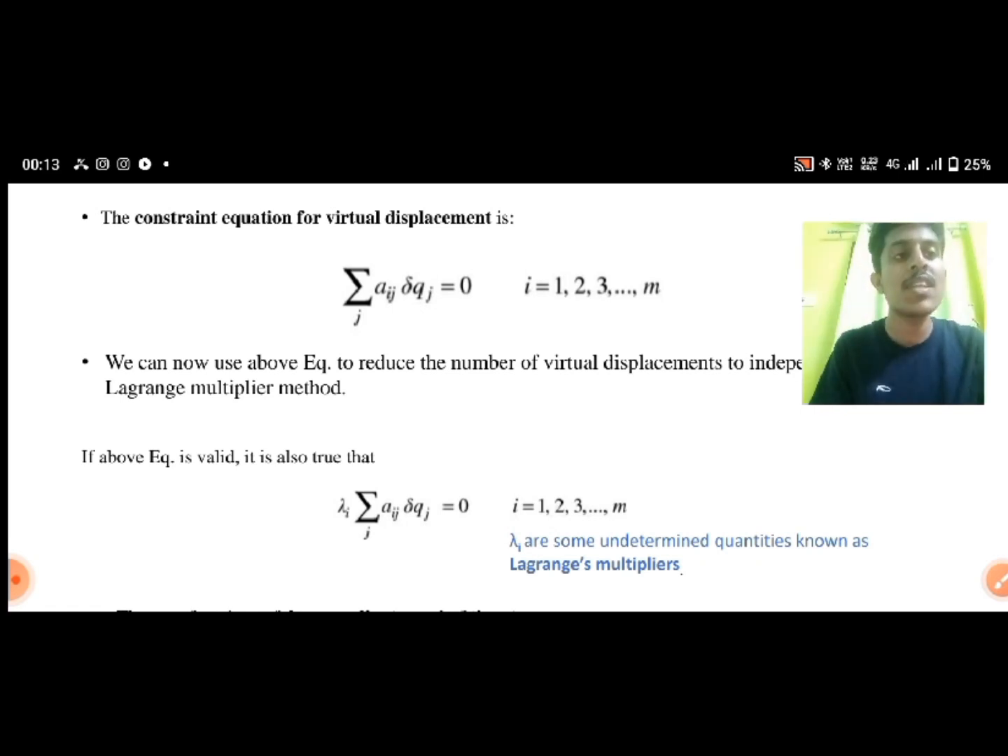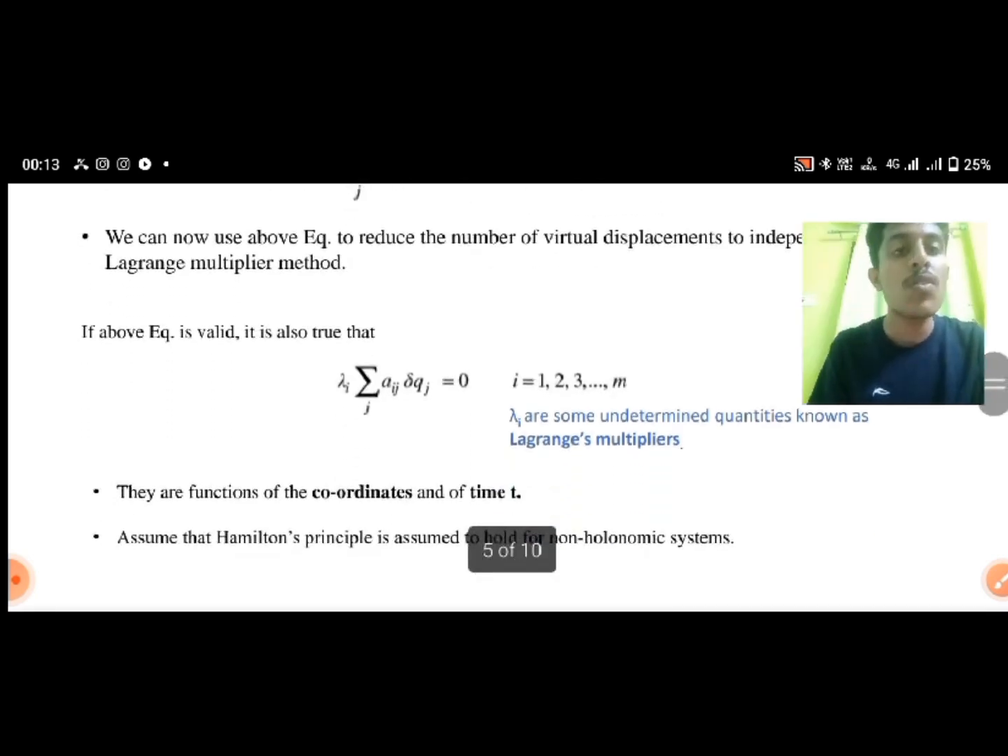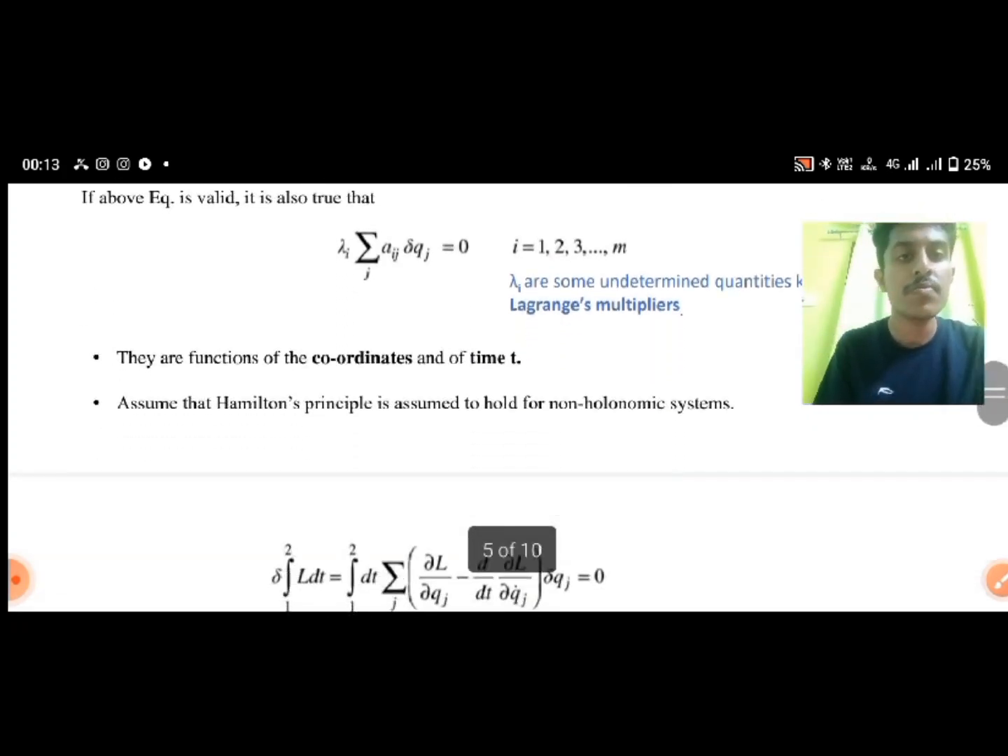Then we multiply it with a Lagrange multiplier. The Lagrange multiplier is a constant; it is used to ensure the constraint follows a particular law or rule, so it cannot move out of that rule. So we multiply with lambda i, which is the Lagrange multiplier.